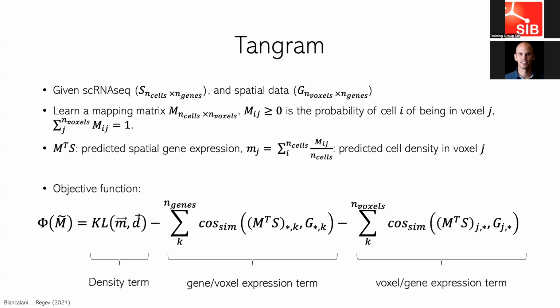So here you actually want the expression of every location, the actual expression that you measured, and the predicted ones to be similar. Yeah. So you want the expression profile of every location or voxel between predicted and actual to be similar, and you want the expression of each gene over the tissue to be similar again between predicted and actual. Okay. So 3 terms: density, expression of a particular gene, expression of every voxel. Yeah.